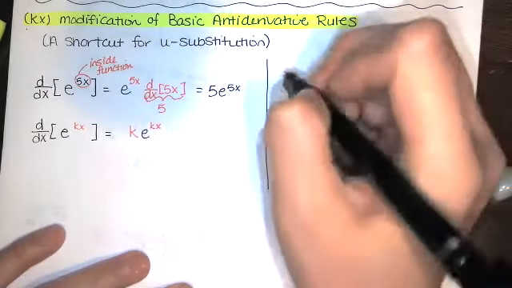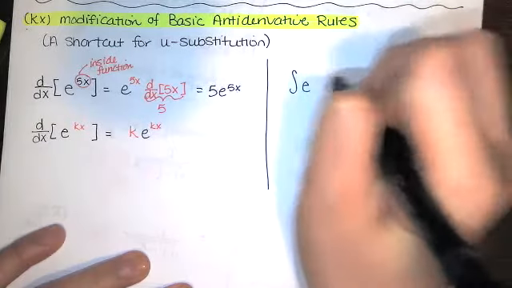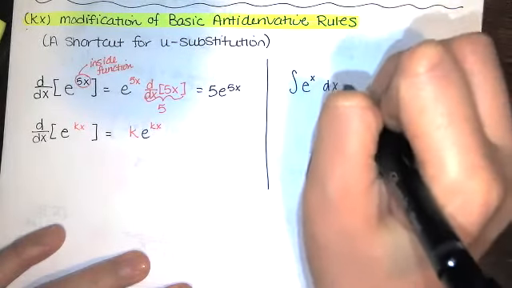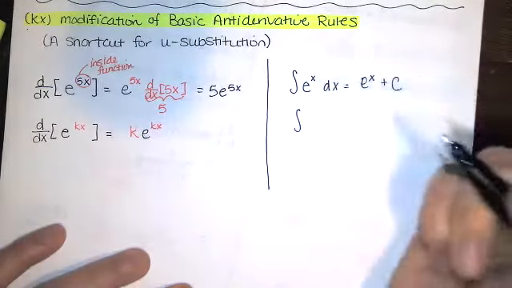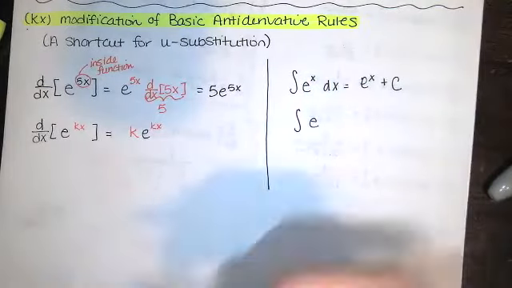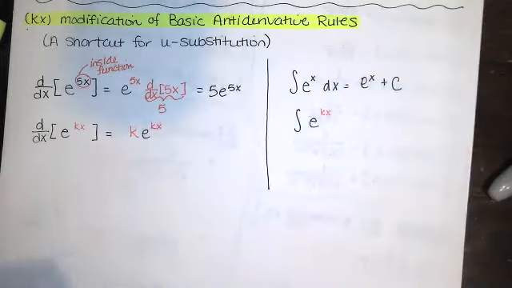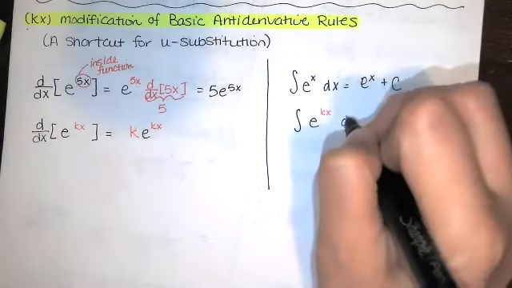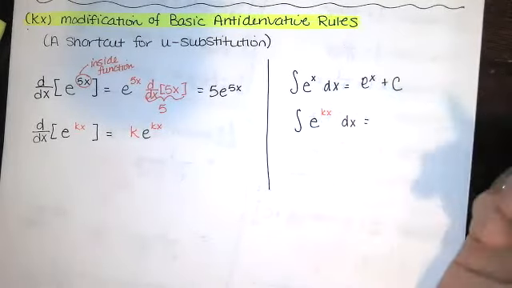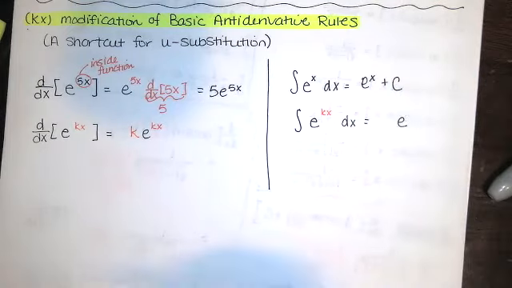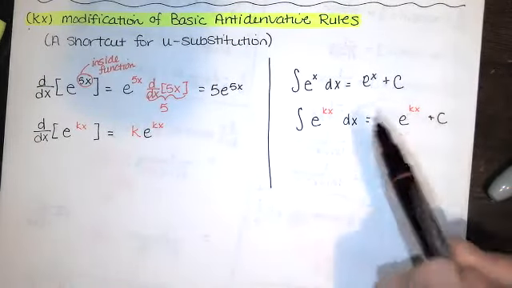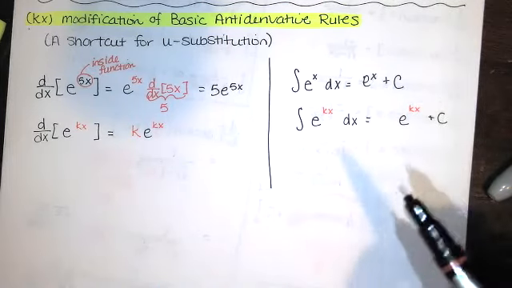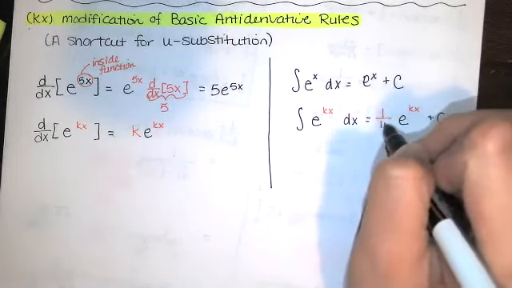So here is our kx modification for the e to the x rule. The antiderivative of e to the x is just e to the x plus c. If I replace that x with a kx, the rule is almost exactly the same. The antiderivative of e to the kx is e to the kx. So I replace the x with a kx. But if I were to take the derivative, I'd have to multiply by k. Since I'm taking the antiderivative, I divide by k.